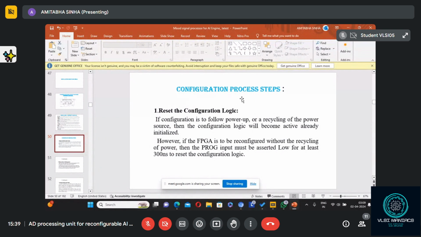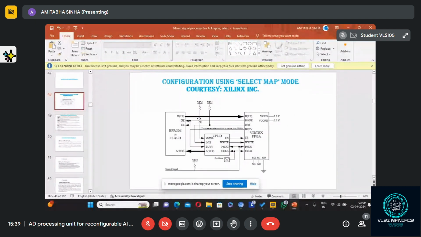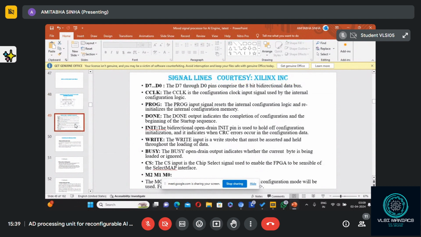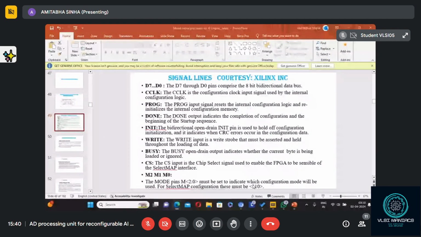So initially the configuration process, this is for a particular Virtex one, resets the configuration logic. First some reset signal will be there. At power on time you reset it, because if something is already downloaded, that is garbage and has to be reset initially. These are the signals I have already told. M0, M1, M2 are for mode. It can work in various modes.